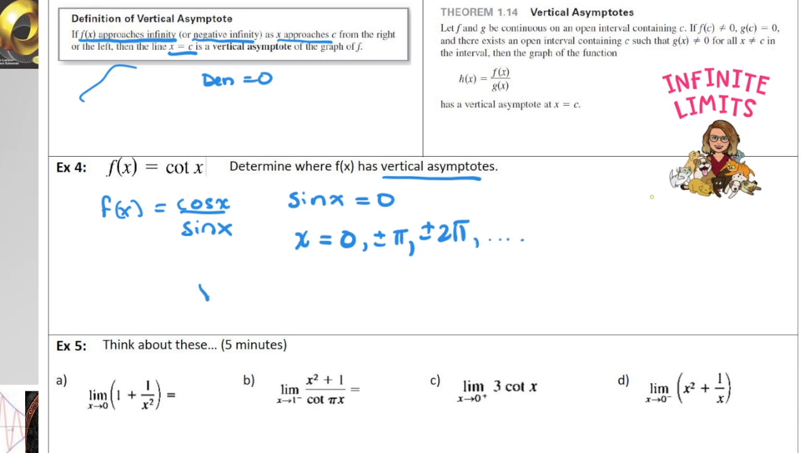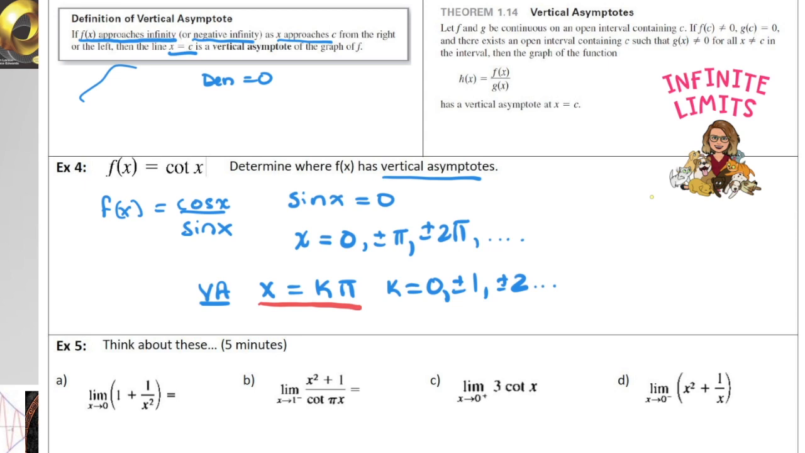So what we're going to write is that the vertical asymptotes will occur at x equals k times pi, where k is equal to 0, plus or minus 1, plus or minus 2, and it goes on. So all the vertical asymptotes can be found using this nice little pattern, x equals k pi.